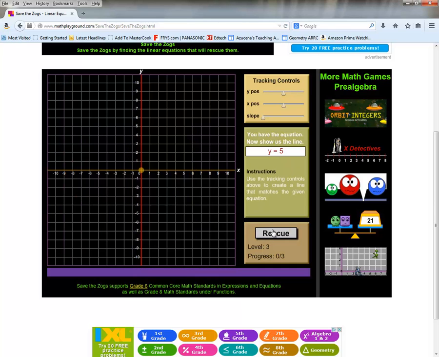And now you're going to start getting to, oh, you have the equation, now show us the line. So here I have to move my position. That is a horizontal line. And the little Zogs show up. Negative 10, so I got to move it down. Rescue. And x equals 6. So I need to move the x to 6. Here the sliders are very important because this is my answer.